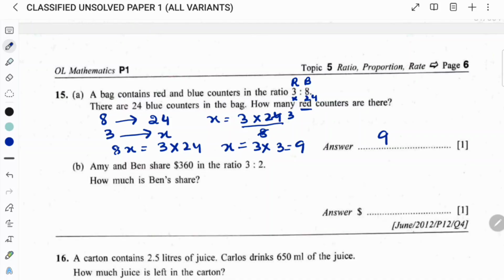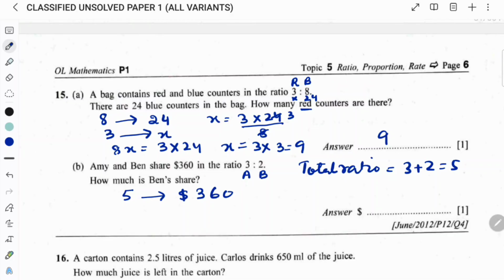Now part B of the same question. Amy and Ben share $360. It means the total amount is $360, in the ratio 3 to 2. This is Amy, this is Ben. They're asking us to find Ben's share. Ben's share is 2, which is x. So the total ratio is 3 plus 2, which equals 5, and 5 is sharing the total amount of 360. They're asking for Ben, so Ben's ratio is 2 and x.